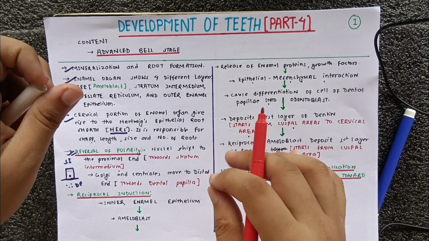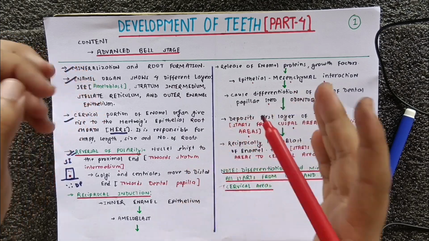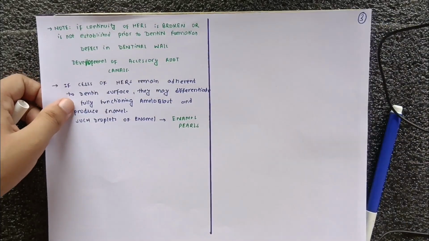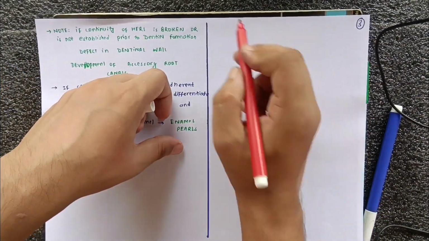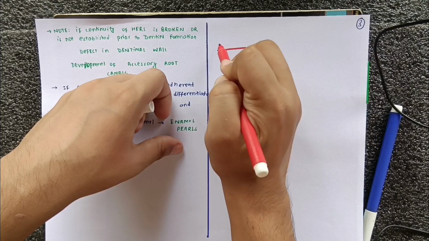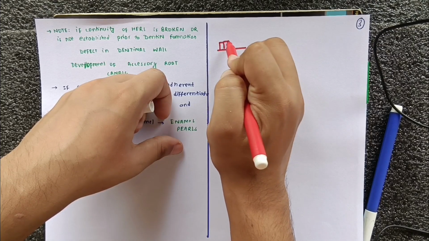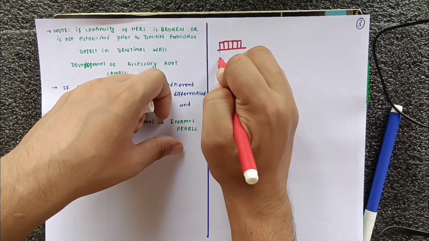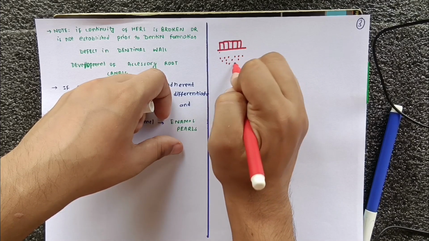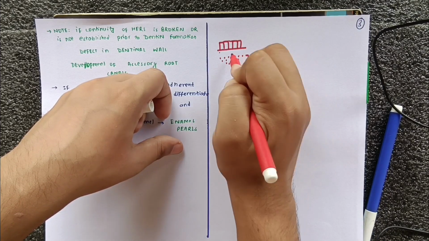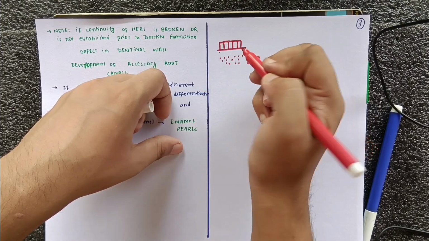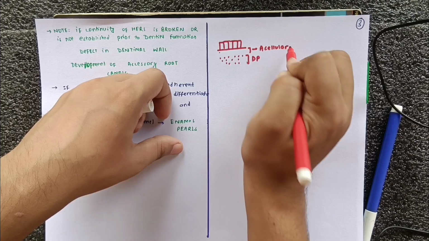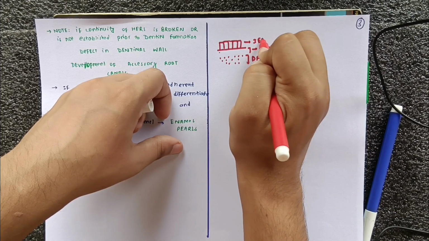So what they are telling us is about the inner enamel epithelium. I will draw a picture for you. So just think, this is the inner enamel epithelium, and here is the dental papillae, and here is a cell-free zone, an acellular zone. And this is the inner enamel epithelium here.